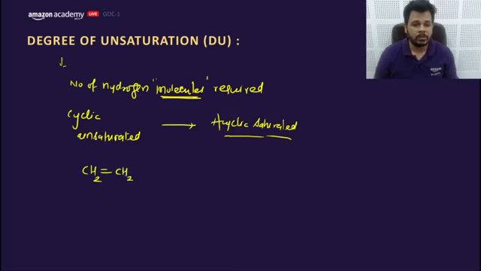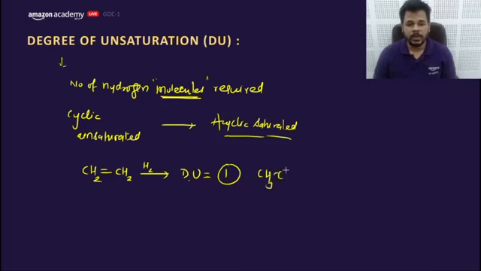CH2 double bond CH2. What would be the DU, degree of unsaturation, of this? How many moles of hydrogen are required to convert it into an acyclic saturated compound? The degree of unsaturation would be 1, because 1 mole of H2 would be required to convert it into CH3, which is an acyclic saturated compound.